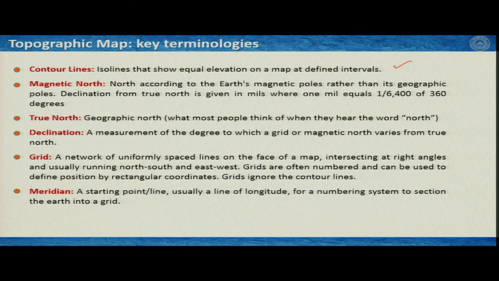Then grid is a network of uniformly spaced lines on the face of a map, intersecting at right angles and usually running north, south and east, west. Grids are often numbered and can be used to define position by rectangular coordinates. And grids generally don't care about the contour lines. So it doesn't matter how steep the slope is or how gentle the slope is or whether it is flat or not. Grids ignore everything and generally run either north, south or east, west, or if you have defined them in a different way. And then you have meridian. Meridian is a starting point or line, usually a line of longitude, for a numbering system. Keep the numbers continued to the section of the earth into a grid.